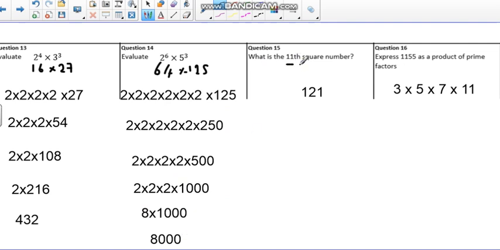Question 15, the 11th square number, 11 times 11 is 121, and 1155 as a product of prime factors, so you do your factor tree for this one, you should get 3 times 5 times 7 times 11, and it has to be written out as a multiplication.